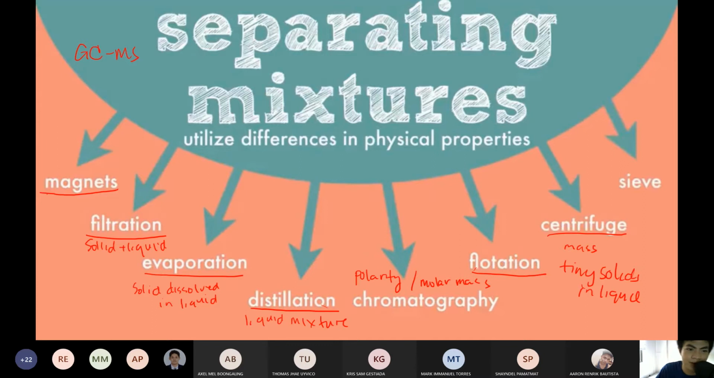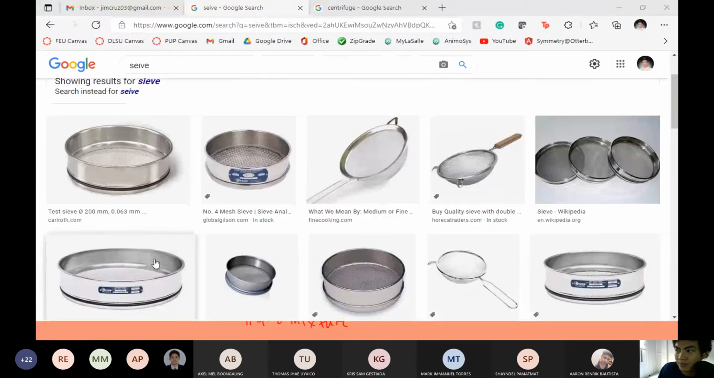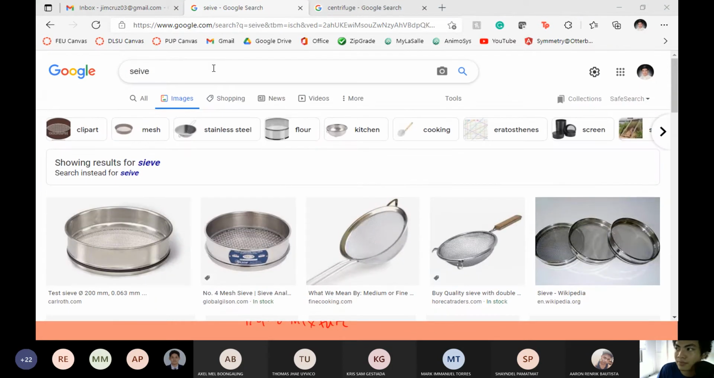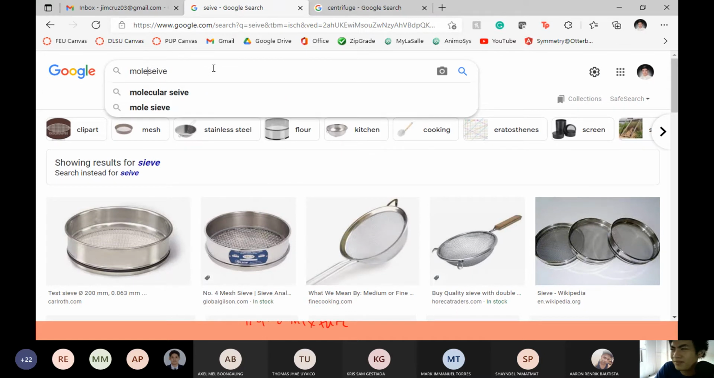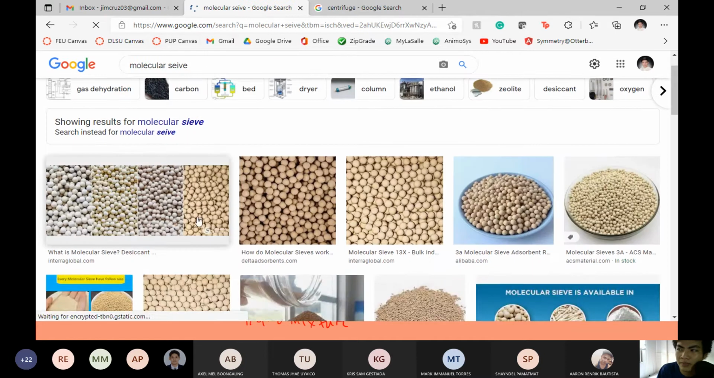And sometimes we also have molecular sieves. Okay, so ito yung itsura ng sieve. Ayan. So it has smaller holes, no? Para mas ma-filter off yung smaller particles. No? And sometimes meron tayong tinatawag na molecular sieve. Molecular sieve. This one, ayan, yung mga pellets na yan. These are used to separate molecules from the sample. Okay? For example, if you want to concentrate your alcohol, gamitan mo ng molecular sieve.